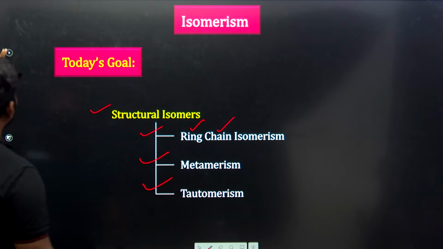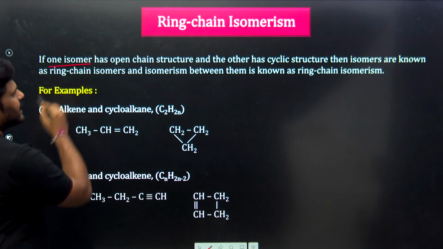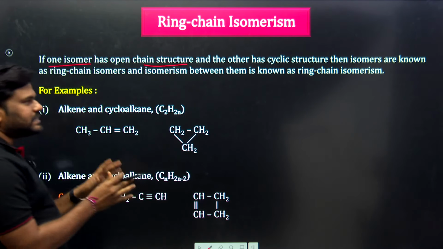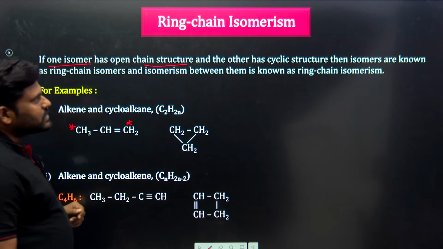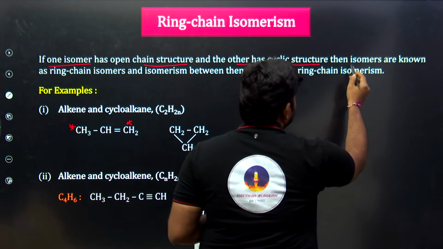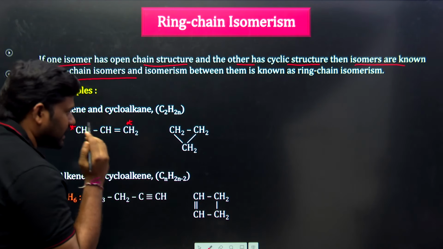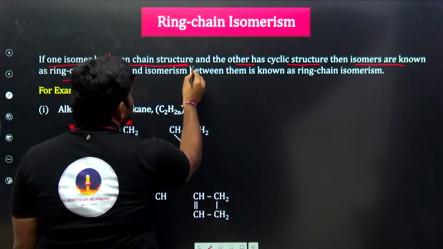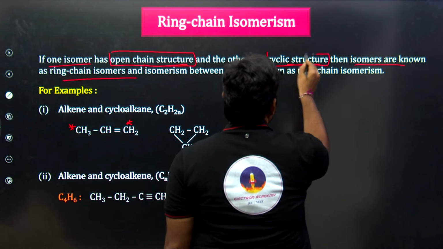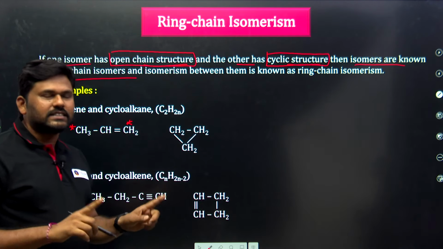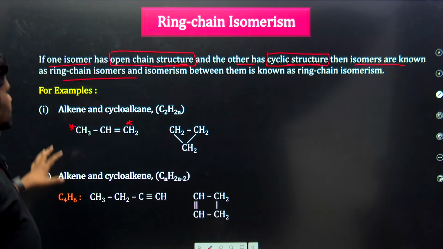Sir, what are ring chain isomers and what are examples? The definition is: if one isomer has an open chain structure, meaning it has terminals, for example here we have terminals, and the other has a cyclic structure, then the isomers are known as ring chain isomers. Simply, I am underlining the key points here. One having an open chain structure, another having a cyclic structure, both having the same molecular formula, is called ring chain isomerism.